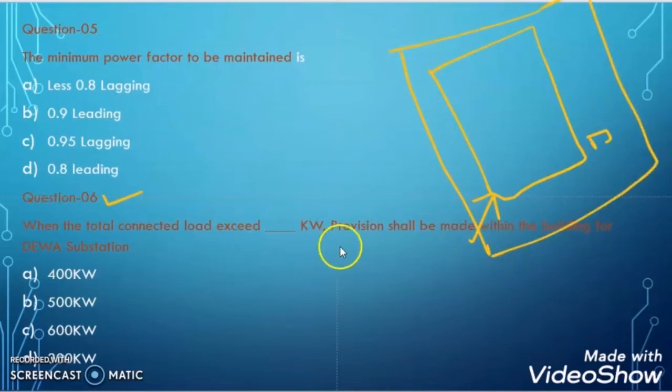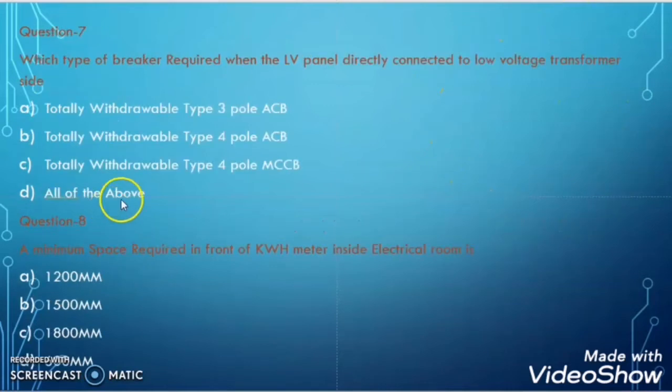So the question is, at what kilowatt load does Dewa require a substation within the premises of that building? The correct answer is 400 kilowatt. When the building load exceeds 400 kilowatt, then Dewa will ask you to have a substation within the building premises. Okay, now let us move to our next question.